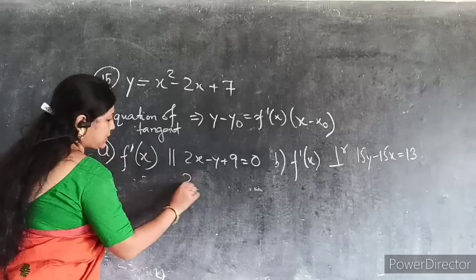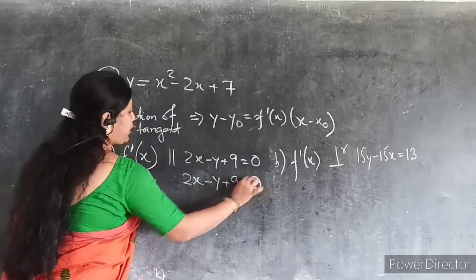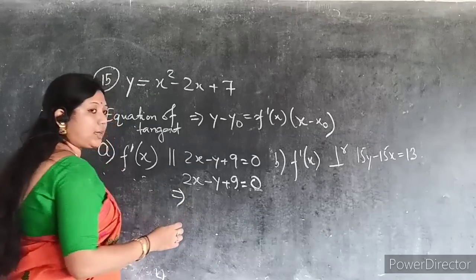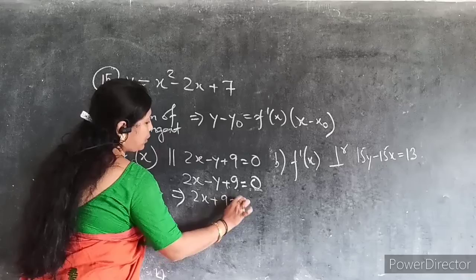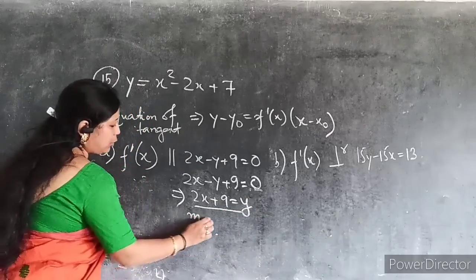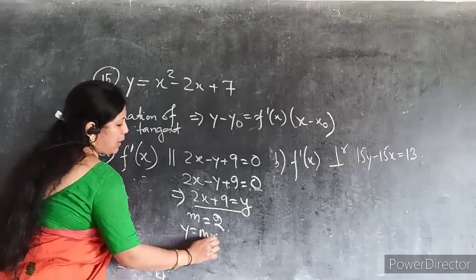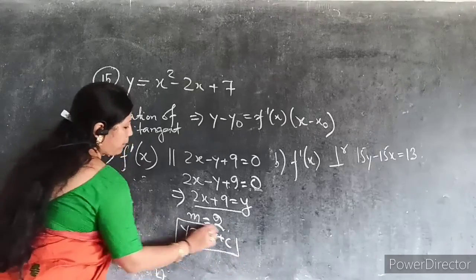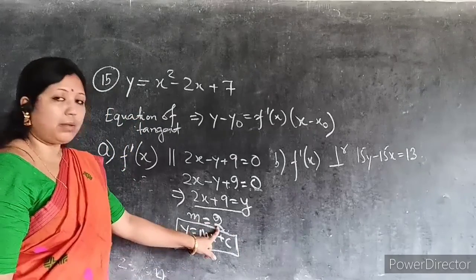Now if you see this equation, that is 2x minus y plus 9, let us bring this in y equal to mx plus c form. Then I can write 2x plus 9 equal to y. So from here let us calculate the slope. The slope will be equal to 2, isn't it? Because we know that y equal to mx plus c. If you compare this form, you can easily say that the slope is coming to be how much?